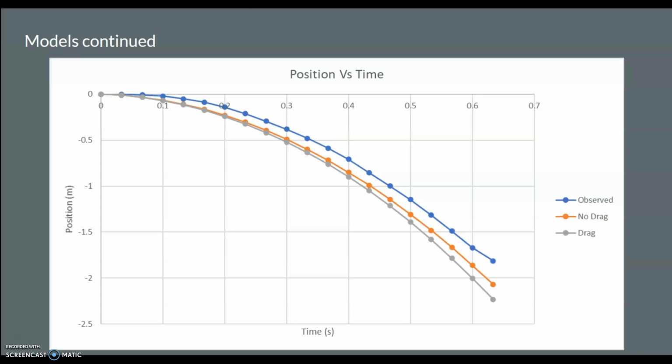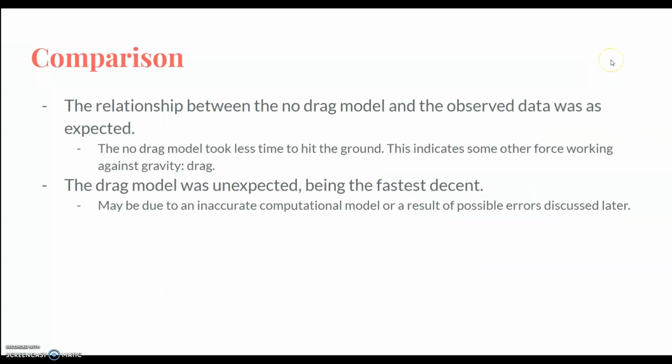Of my three models, as you can see on the top here in blue, we have the observed data, then the no drag data right under that, and the drag data in gray. The model that is lower at the bottom is a model that happened faster. You can indicate that by selecting any given position, for example, -0.5, and you can see that the gray model crossed that threshold first. So we're going to compare these models now.